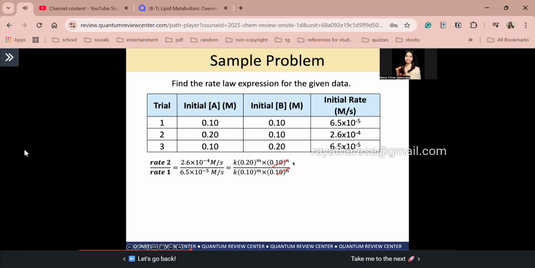Oh, 0.10 to the power n and 0.10 to the power n, we can just cancel out. Yun yung point ng ating method of initial rates. Kapag nag-ratio tayo guys, dapat meron tayong pwedeng i-cancel out. And in this case, pwede natin cancel out si 0.10 to the power of n. Okay, of course, we can just cancel out A, right? Now let's just simply solve for whatever is remaining, diba?